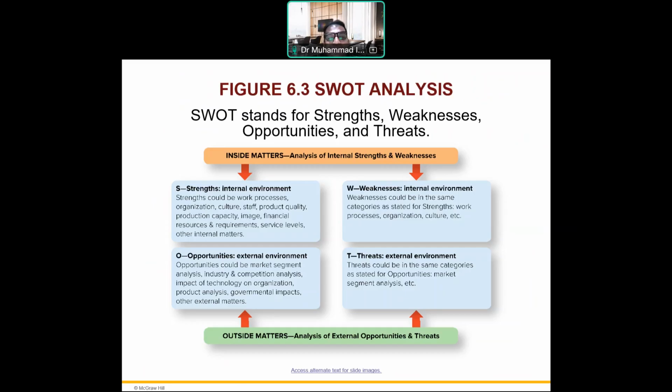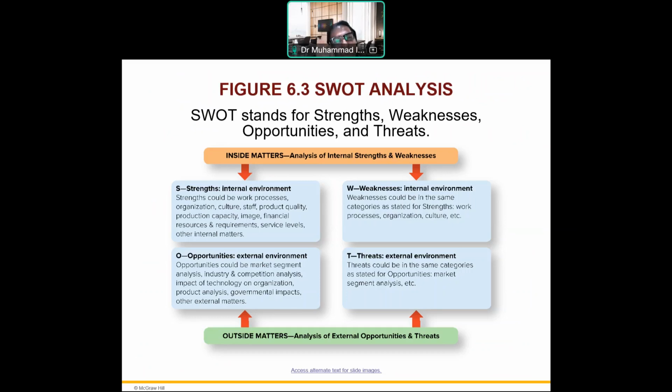Okay, this all belongs to the internal environment. So weaknesses, internal environment. Weaknesses could be in the same category as stated for the strength: process, organization, culture, etc. If we are lacking in these work processes, that will be our weakness. If we are good, that can be our strength.